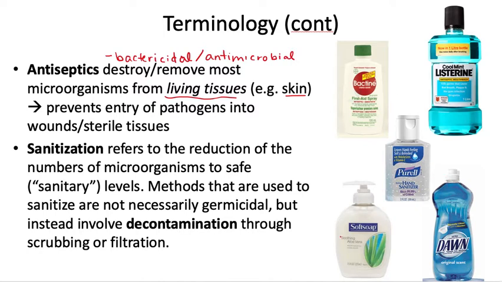Some things like alcohol, right? The alcohol found in hand sanitizer. This is something that can be a disinfectant if you're using it on your kitchen counter, but if you're using it on your hands, then we would call it an antiseptic. So the process is antisepsis. The product that does the antisepsis is called an antiseptic.